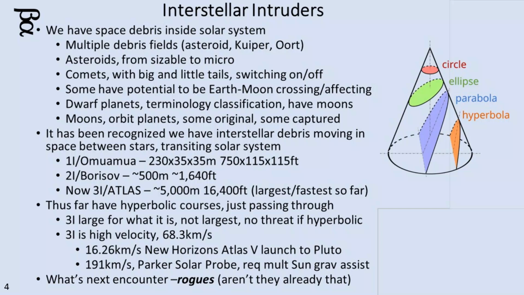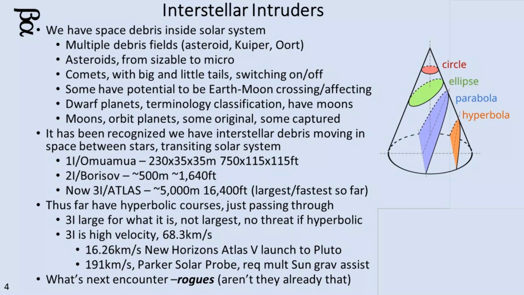Things that orbit planets are called moons. Sometimes they're original from the formation of the planet. Sometimes they're captured, or they strayed and got too close and were pulled in by gravity. So we now have 3 interstellar debris objects that have made it into our solar system. One of them is on its way in towards the sun. It'll slingshot around the sun, and then it'll go back out.